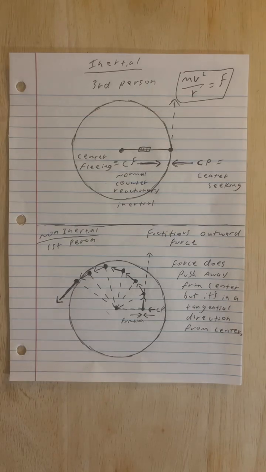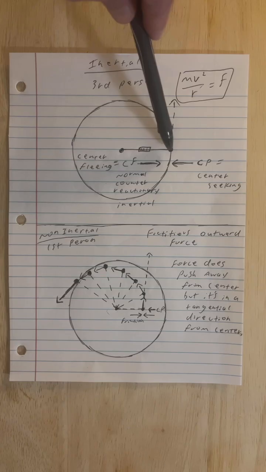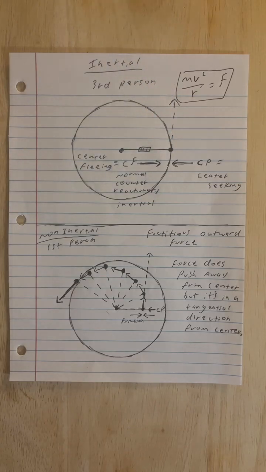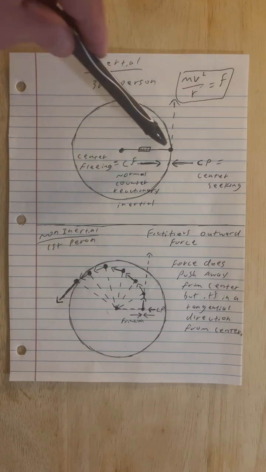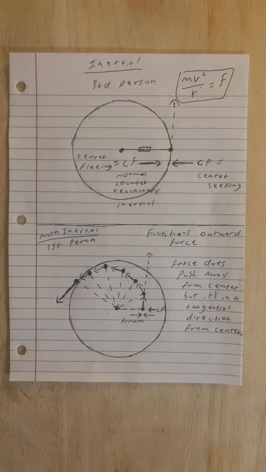All right, so from here on out, it's just tidbits of information I picked up along the way or things that I reasoned out on my own. So for the third-person view, we have the inertial frame. And I guess you could think of this as the mass right here wants to continue under its own inertia in a straight line, but it's being constantly forced to the left around this circle.